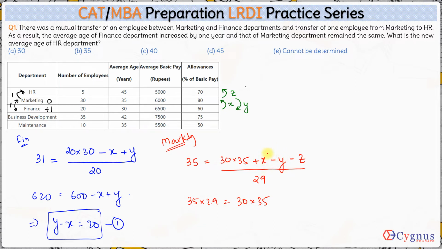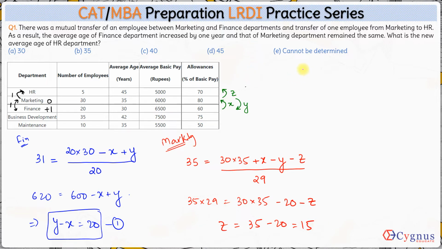Now we know Y minus X is 20, hence X minus Y will be minus 20, minus Z here. So Z comes this side: Z is equal to 30 into 35 minus 35 into 29, minus 20. This will leave us with only 35 minus 20. So the value of Z comes out to be 15 here. Okay, so we have figured out the value of Z.